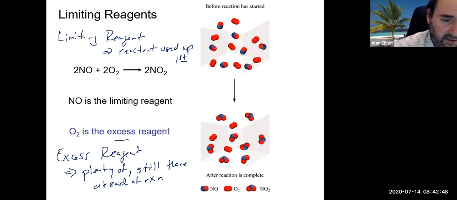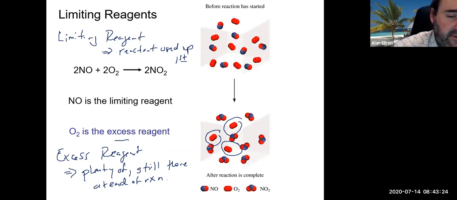So if we look over here, our double red circles are O2, our blue and red circle is our NO, and our guys that have 3 circles are our product. So we can see that as we go through here, we have some O2s still left over, just like they were at the beginning of the reaction. And that would imply that those guys are our excess reagent, while we have none of the NO guys, the blue and red circles together, at the end of the reaction. And that would imply that the NO is our limiting reagent.